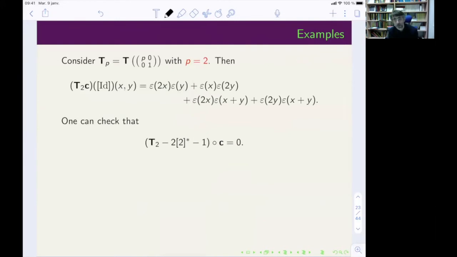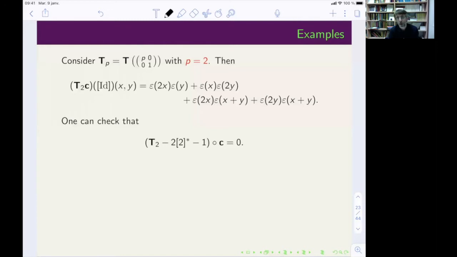So again, we take this matrix (p 0; 0 1) and take first p equal 2. Then I don't want to write all the matrices because in France we are approaching 10 p.m. So it's too late for me to do that now, but you can trust me that if you evaluate T_2 of C at the identity class and compute the meromorphic function, then what you get is this linear combination of products of cotangent functions: ε(2x)ε(y), ε(x)ε(2y), ε(2x)ε(x+y), ε(2y)ε(x+y).